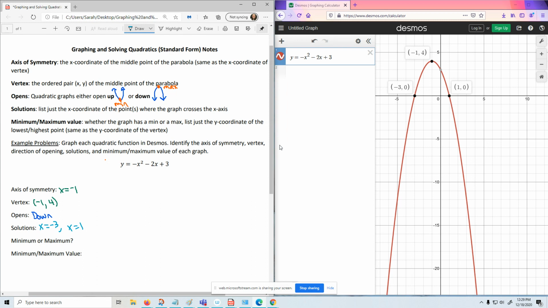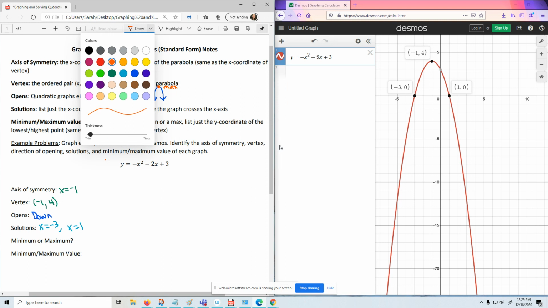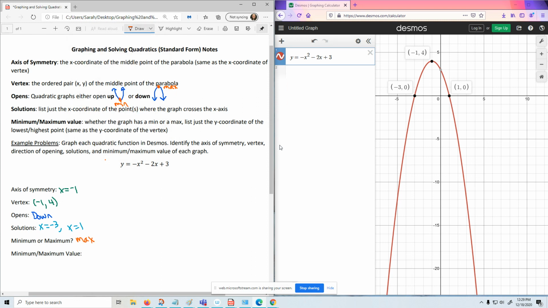Does the graph have a minimum or maximum? Well, since our graph opens down, we have a maximum value. And that max value is just the y-coordinate of the vertex, which is 4. So we say y equals 4. And that is it. So use Desmos to make the graph and also define the important things. What you need to be able to do, though, is make sure you can tell which important point goes with which information here. Let's try one more.